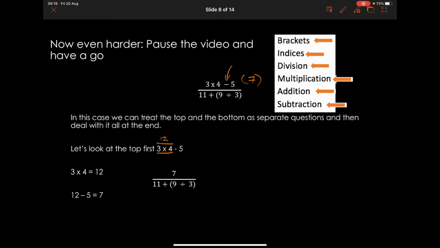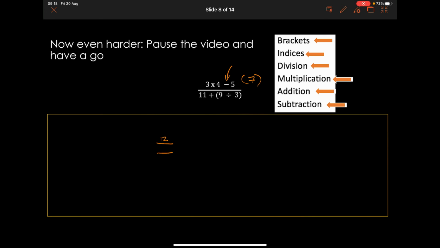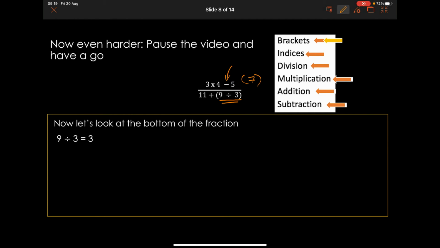So 7 over the top of 11 plus and then 9 divided by 3 in brackets. So what we're going to do now that we've dealt with the top is leave that alone and look at the bottom. So we have this 11 plus and then we've got 9 divided by 3 in brackets here. So this 9 divided by 3, if we look at our list, we do have brackets, which is why we have to deal with that first. I know it's a division, but it's in brackets. So we have to do 9 divided by 3, which is 3. So this section here becomes 3.